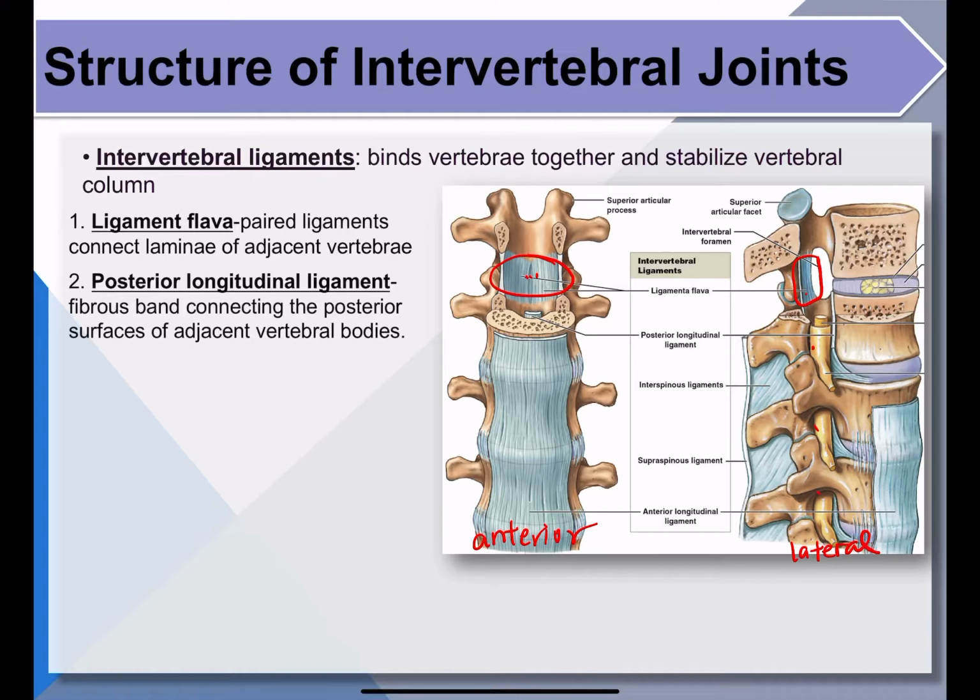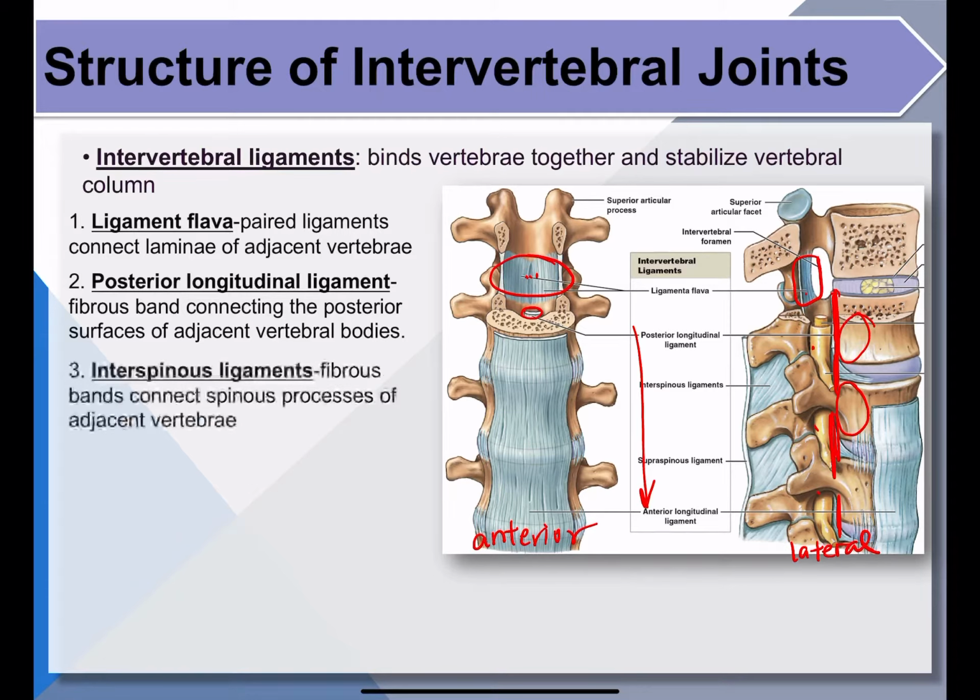Posterior longitudinal ligament, the name kind of speaks for itself. So posterior means the back, longitudinal means going downwards longitudinally. So this one right here is where the posterior longitudinal ligament exists, and sideways we're talking about this line right here going down the entire vertebral column, and they connect, of course, this posterior portion of the vertebral bodies that are next to each other.